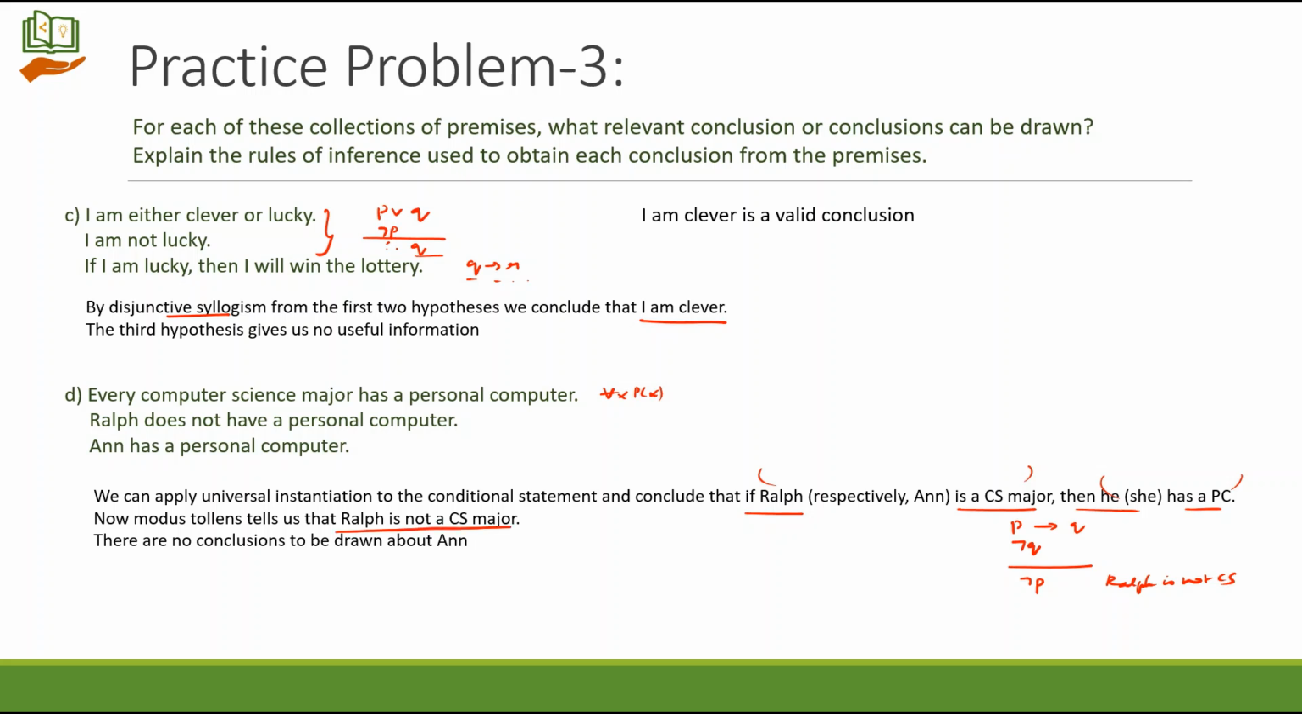Now let's take the same statement. If Anne is a CS major, then she has a PC. Anne has a personal computer, which is Q. You have nothing to conclude here. So they are saying there are no conclusions to be drawn about Anne. Ralph is not a CS major is a valid conclusion for these three premises. So what you select as P and what you select as Q in a conditional statement matters a lot.